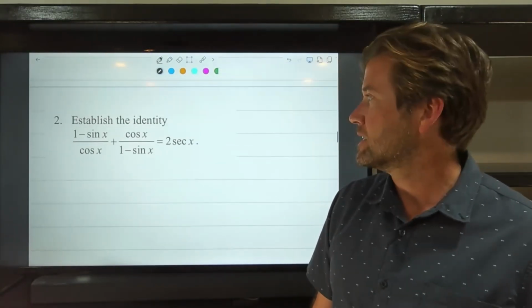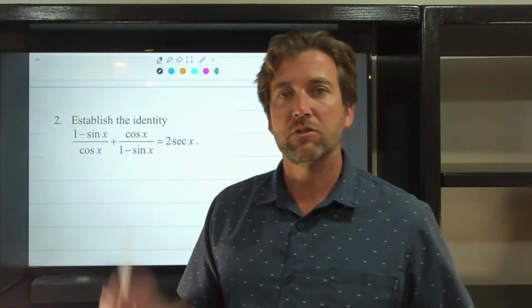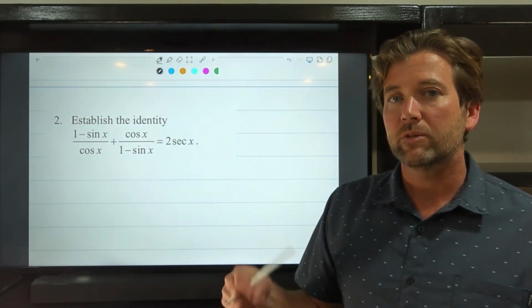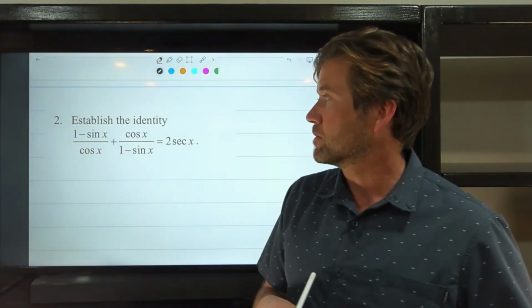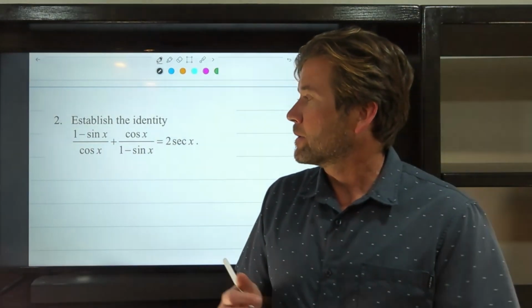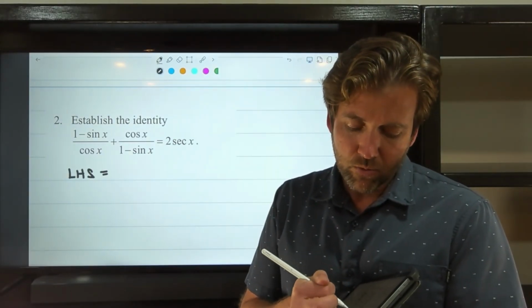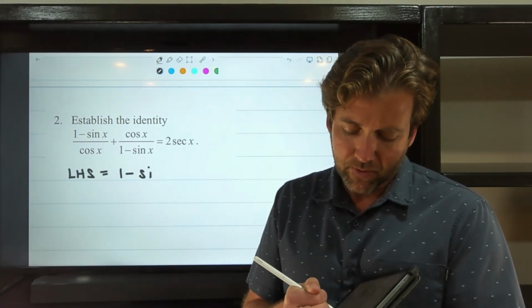All right, 1C, establish this identity here. So this is a true statement. It's not saying if this is true, it's for sure true. Our job is to show that this is true. So I'm going to choose the left-hand side. So I'm going to write LHS. I'm just going to rewrite what I have on the left-hand side.